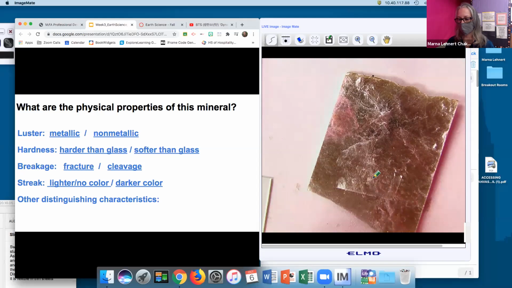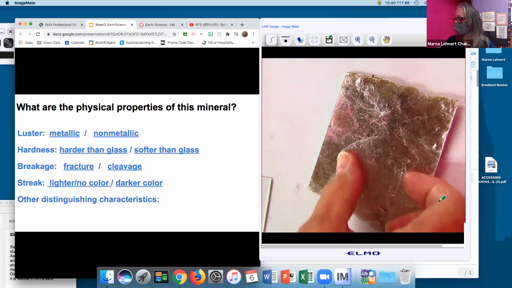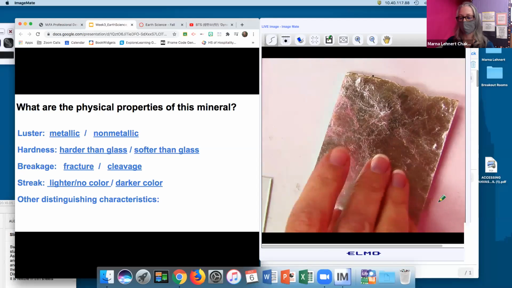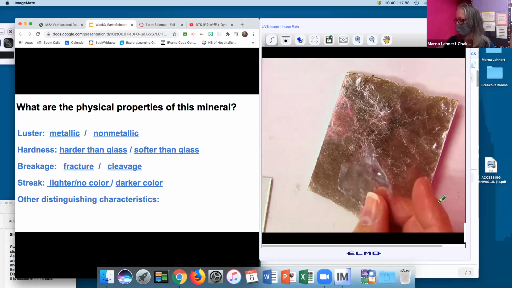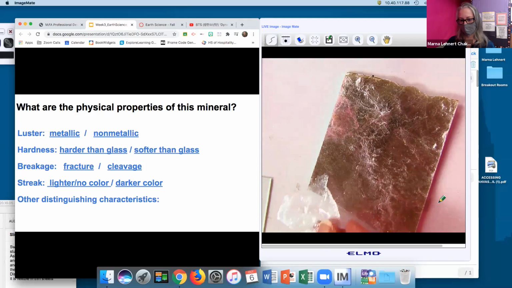So I see in the chat that a lot of folks are saying metallic. And it's tricky. This one is tricky. In fact, if I were to look at it from where you guys are, I might say that as well. In person, it doesn't really look metallic. It looks shiny, but it doesn't look like a metal. And that's where it gets kind of tricky, right?